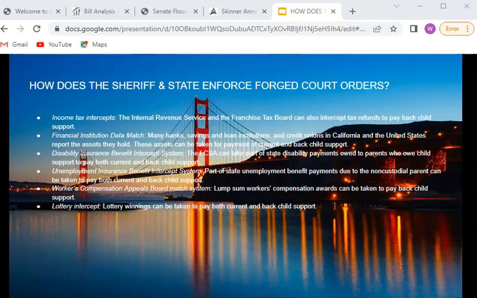Next slide. Income tax intercepts. They use the IRS and Franchise Tax Board as third parties to intercept income. Financial institution data match. Marin County and Marin County Department of Child Support Services and the Marin County Sheriff are all involved in identity theft to get people's assets.